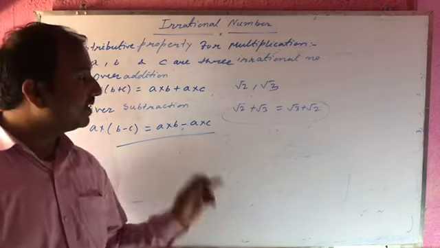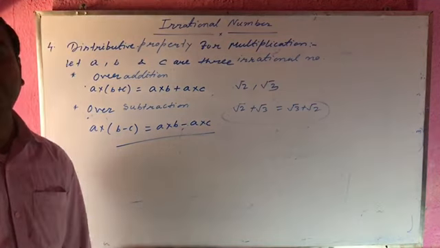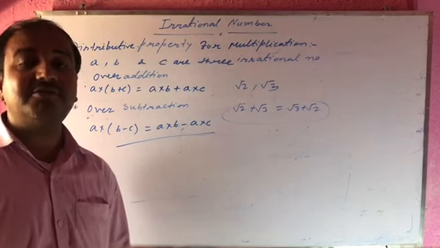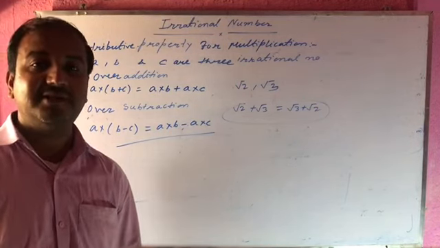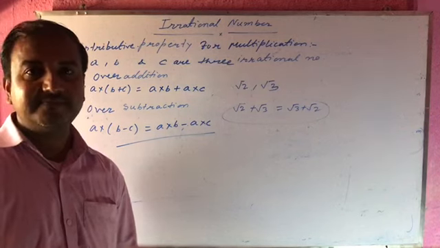Done. Now, the next point that we will have to learn in the chapter is the representation of irrational numbers on the number line. And that we will discuss in the next point.